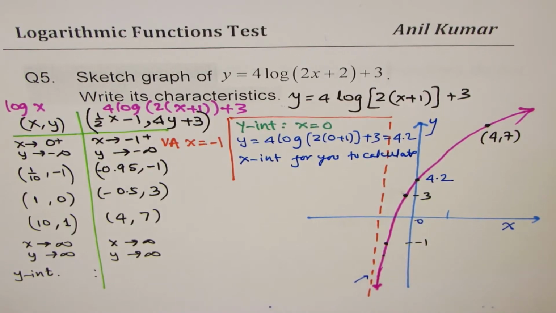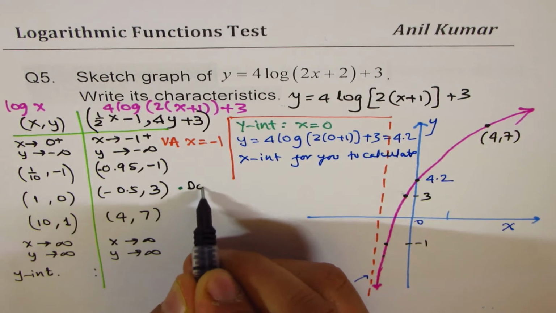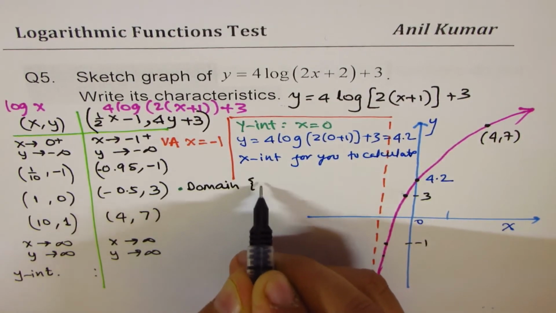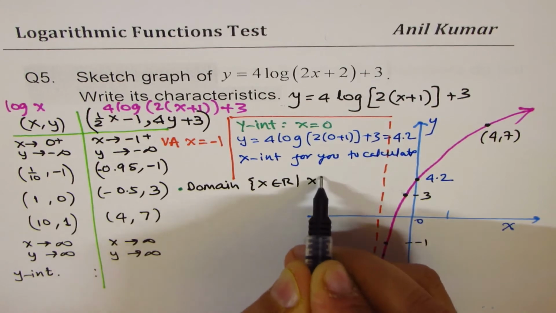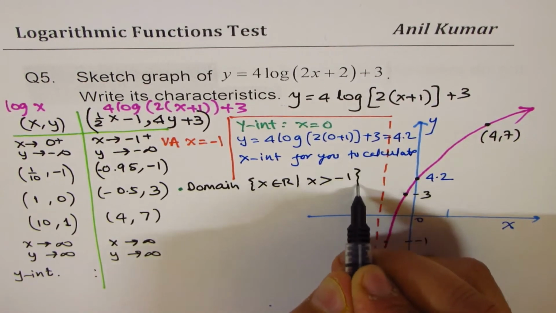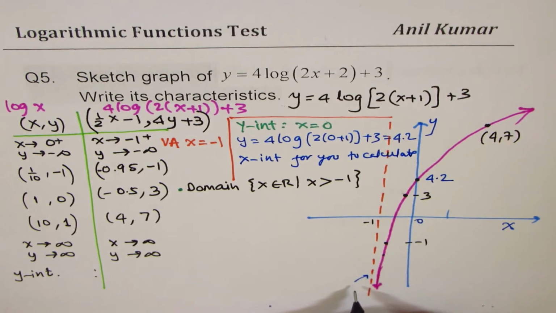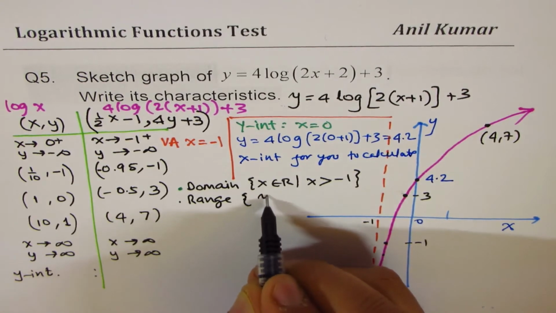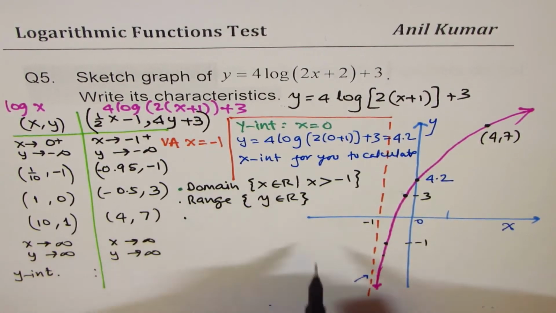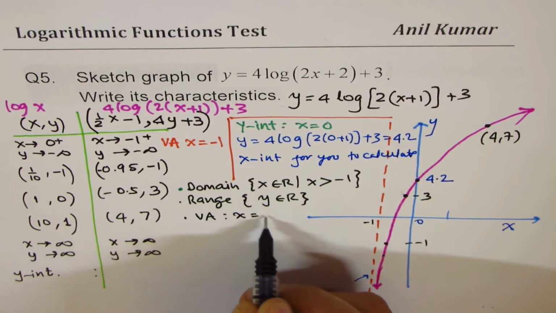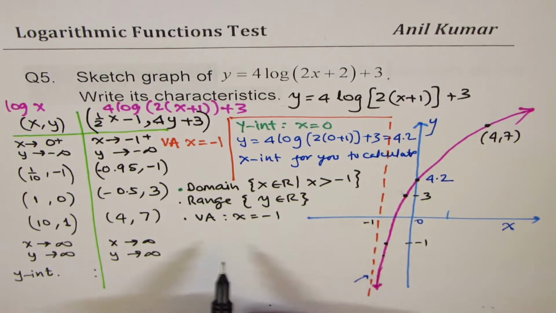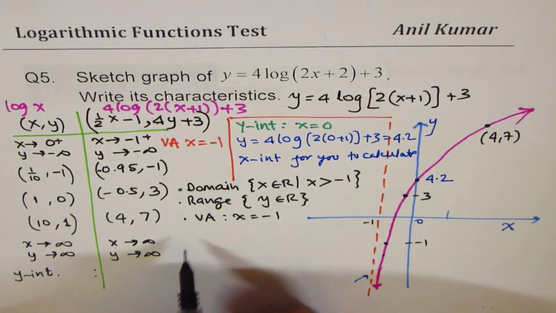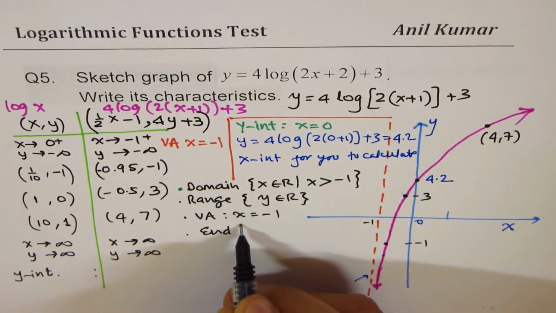So let me write down the characteristics one by one. Let's start with the domain. What is the domain of the function? The domain is x belongs to real numbers where x is greater than minus 1. So that is minus 1, and this is a vertical asymptote. The range, as you know, for a logarithmic function is always all real numbers. Now we have a vertical asymptote at x equals minus 1, right? And then we can say end behavior.